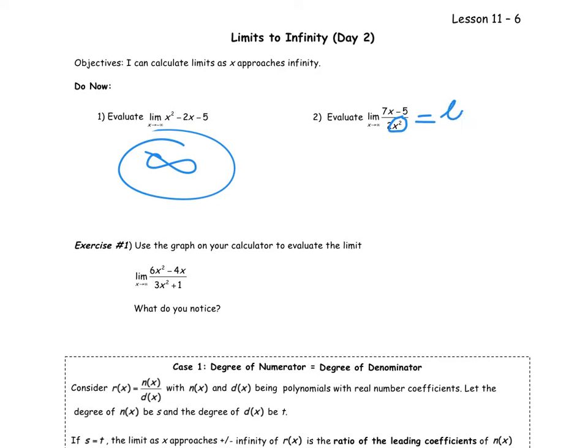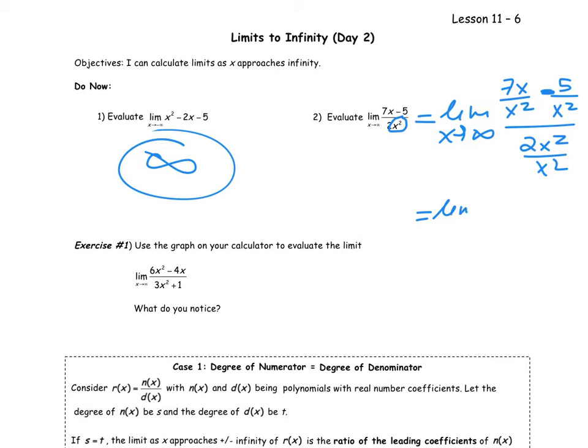So I'm going to rewrite this as the limit as x approaches infinity of 7x over x squared minus 5 over x squared. Remember, limits to infinity, we're just evaluating the behavior. And then 2x squared over x squared. So I'm going to simplify this. This will be the limit as x approaches infinity of 7 over x minus 5 over x squared all over 2.